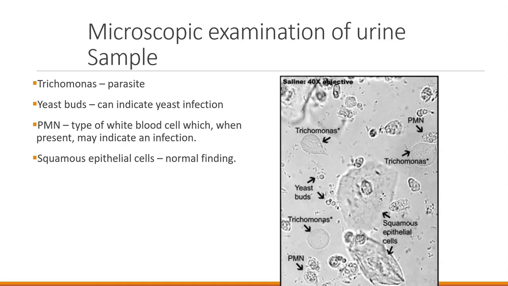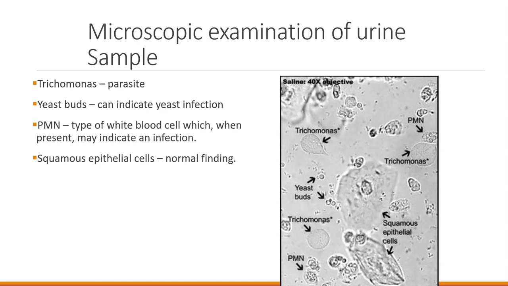Yeast buds can indicate a yeast infection. When women take antibiotics, it not only kills the bad bacteria, but it can kill the good bacteria. And a side effect of antibiotics in women is an overgrowth of yeast because there's nothing to keep them in control. And so you can see the little yeast buds. They're very tiny.